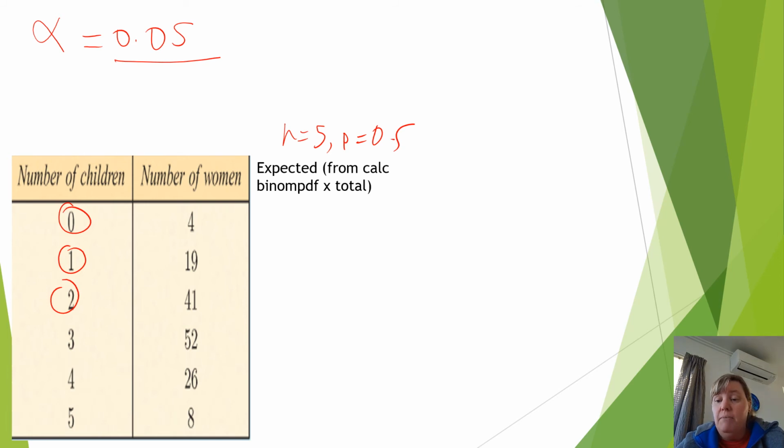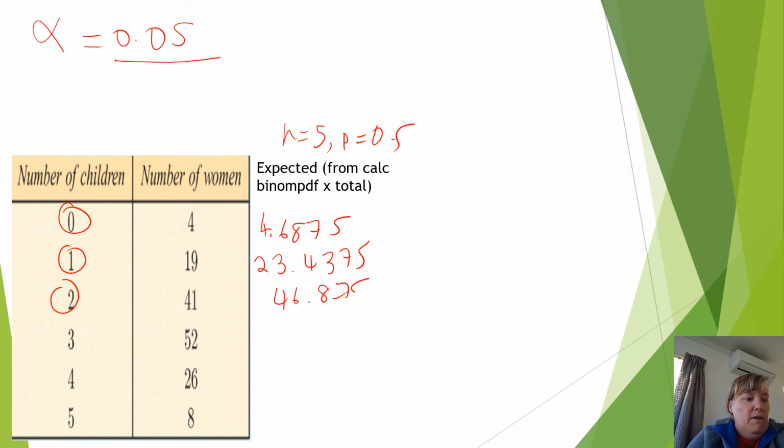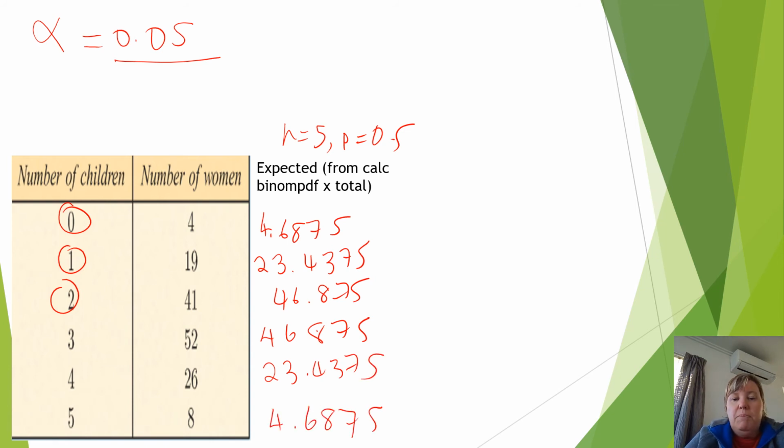You can then multiply them by the total number of women. When you do that, you get the following numbers: 4.6875, 23.4375, 46.875, 46.875, 23.4375, and 4.6875. Now, one of the things you may notice about binomial is that because p is 0.5, the probabilities mimic each other going up and down. So that's quite nice. Once you get to the halfway point, you can usually flip them over.